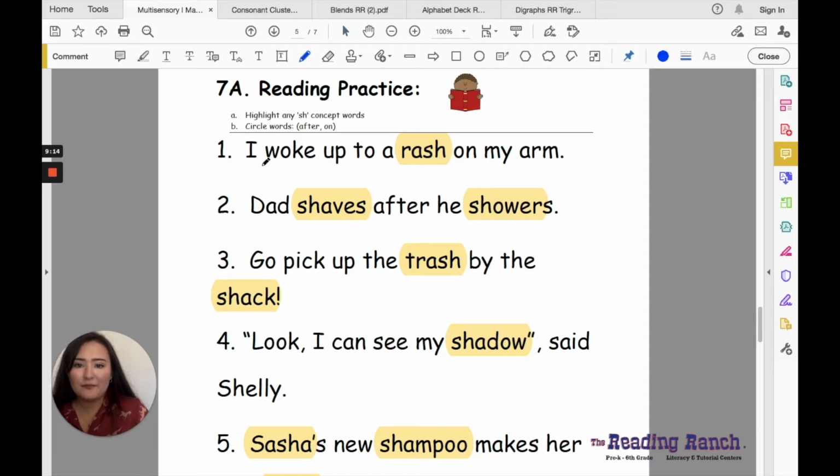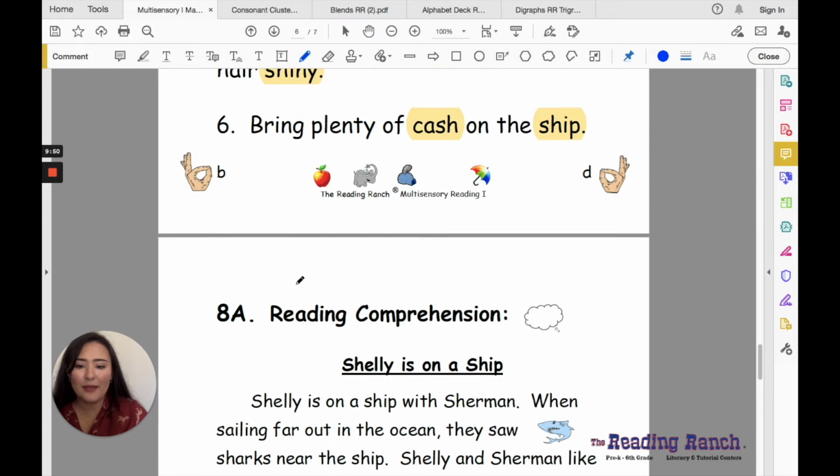Okay, let's start reading. I woke up to a rash on my arm. Great job. Dad shaves after he, this is a weird part. This is going to say ow. Showers. Great job. Go pick up the trash by the shack. Awesome. Let's keep going, okay?